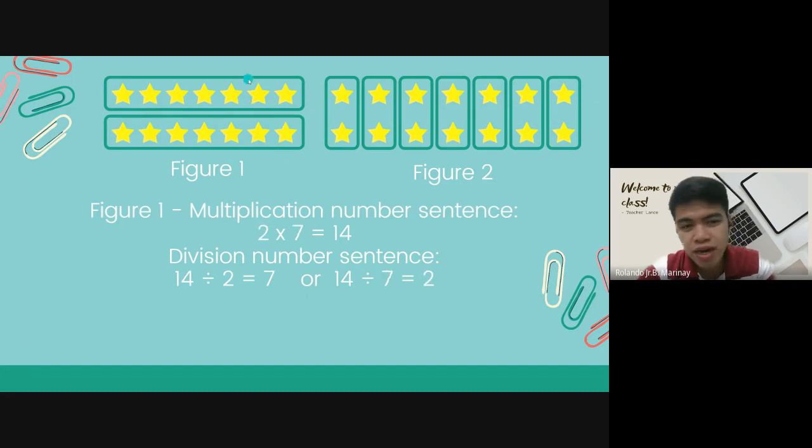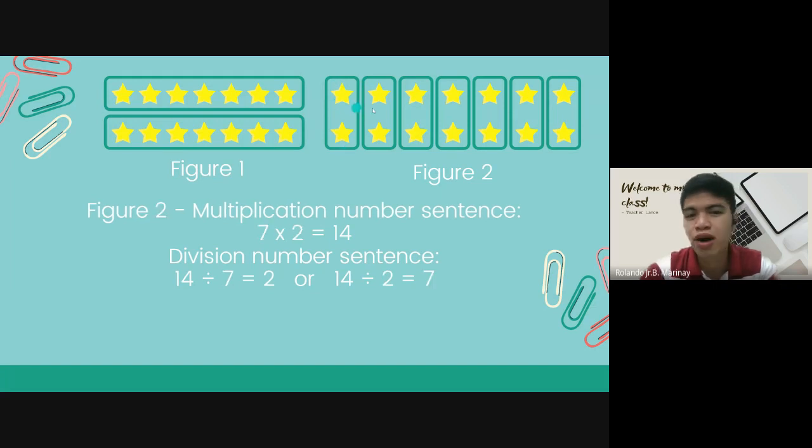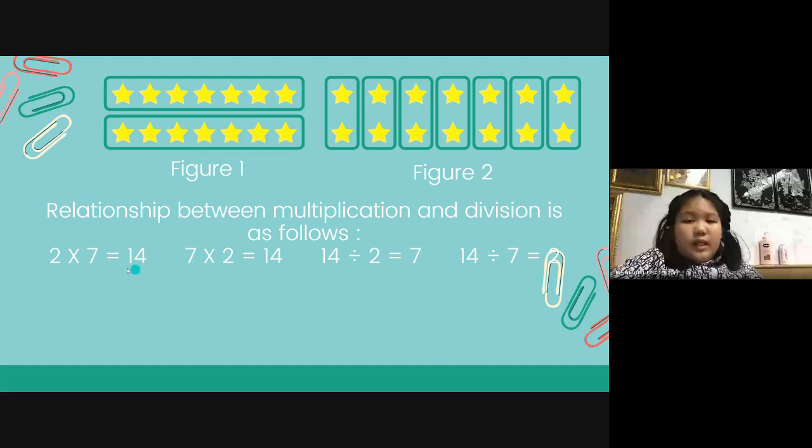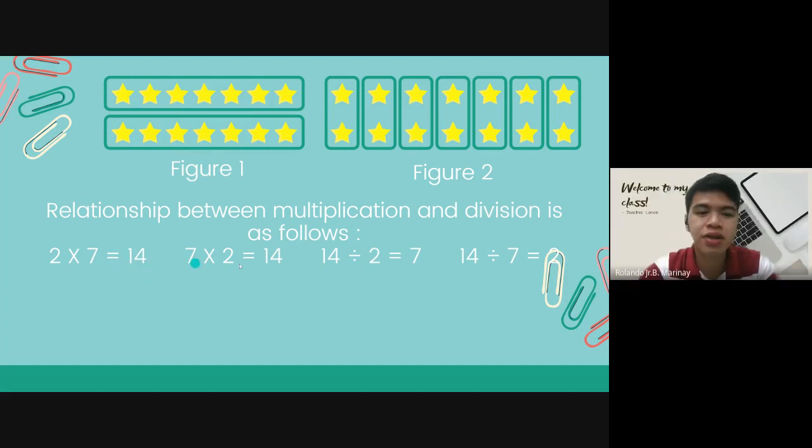Okay, let's review the first one. We have 2 times 7 because there are 2 groups of stars. In every group, there are 7 stars. And here we have 7 times 2 because there are 7 groups and in each group, there are 2 stars. So how can we find out the relationship between multiplication and division in this problem? This is the relationship between multiplication and division. 2 times 7 equals? 14. 14, very good. 7 times 2 equals?